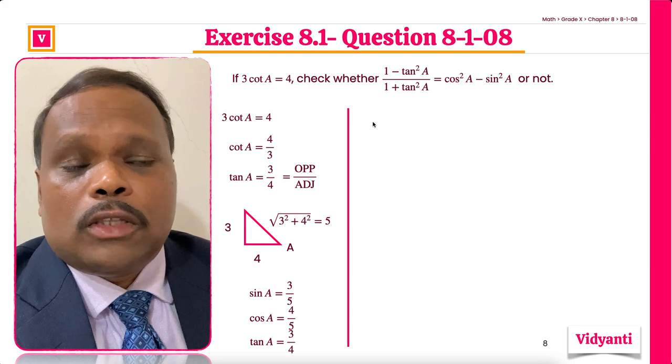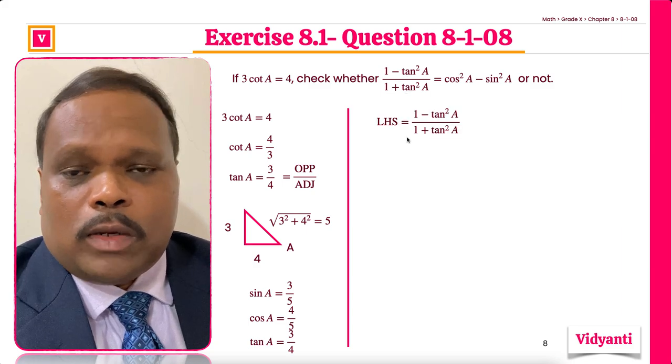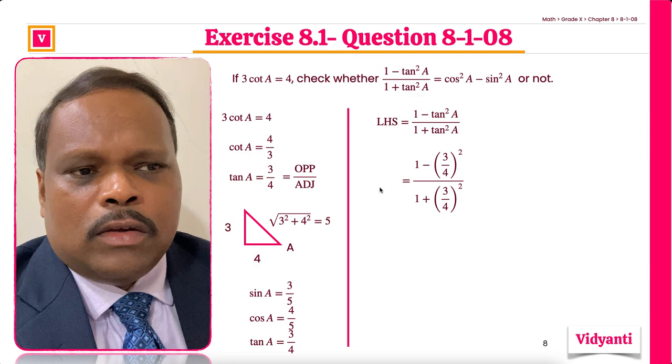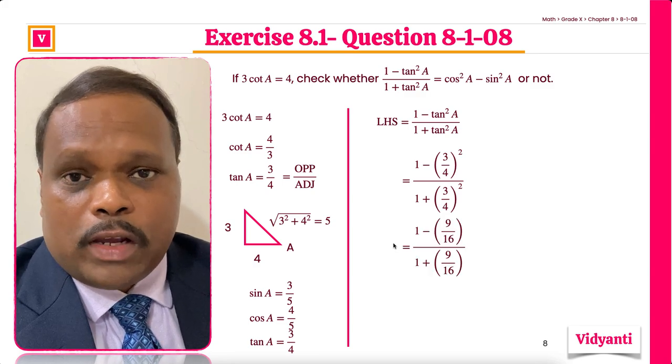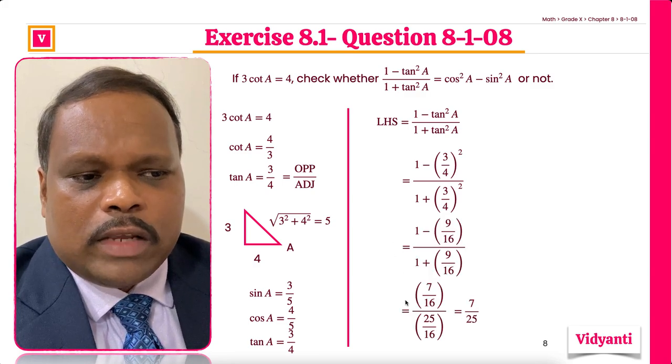So let's concentrate on the left hand side. 1 minus tan square A upon 1 plus tan square A. We have tan A ready. We'll substitute the value and we'll simplify the ratio. That will come out to be 7 upon 25.